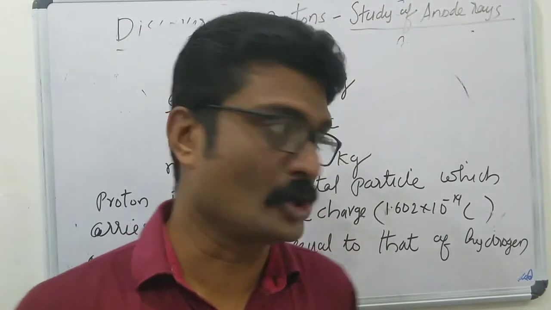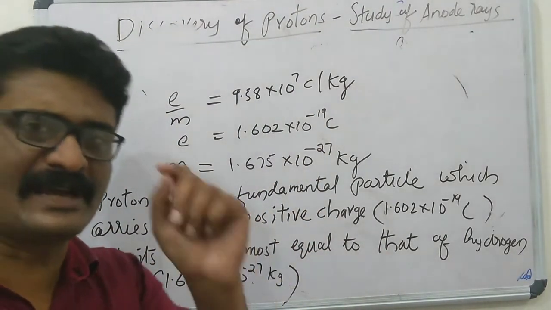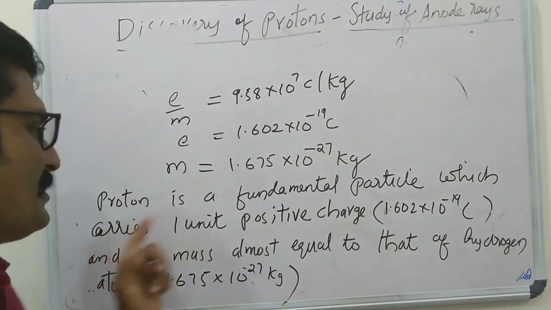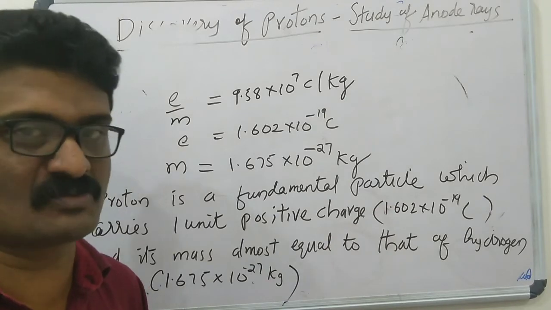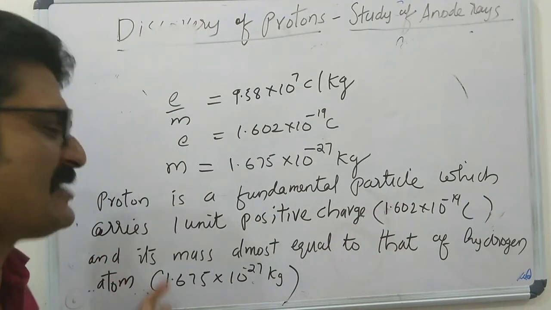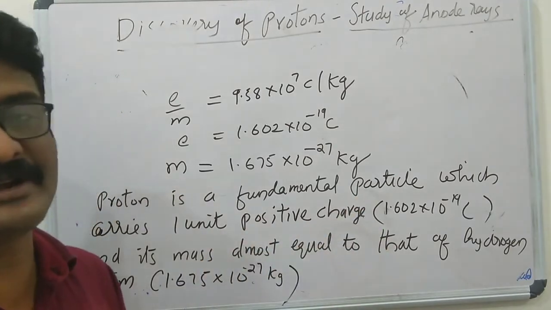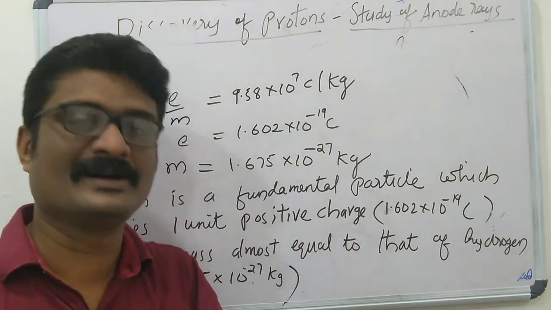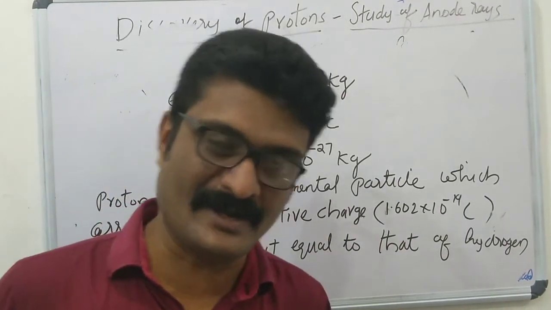Then what is meant by a proton? A proton is a fundamental particle of an atom which carries 1 unit positive charge. The magnitude of the charge is 1.602 × 10^-19 coulomb, and its mass is almost equal to that of a hydrogen atom, that is 1.675 × 10^-27 kilogram.